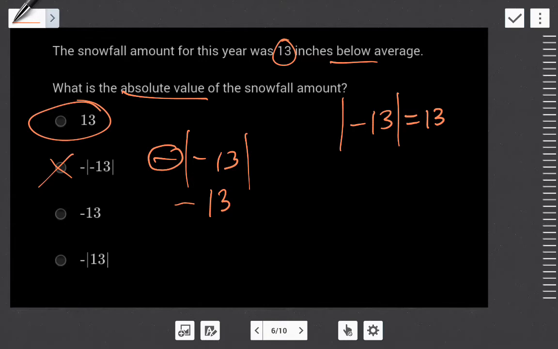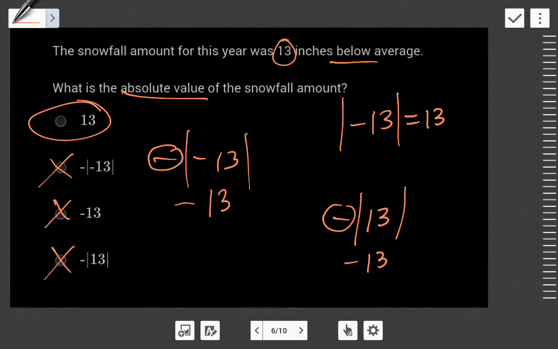Choice C says plainly negative 13, so that can't be the answer. Let's take a look at the last choice. It says negative and then the absolute value of 13. Remember, simplify what's inside the two vertical lines. So the absolute value of 13 is 13, but we can't touch what's on the outside. So we bring that down and we'd end up with negative 13.